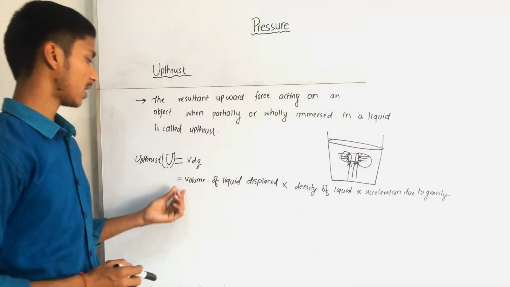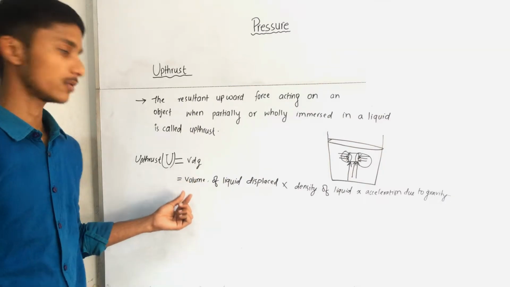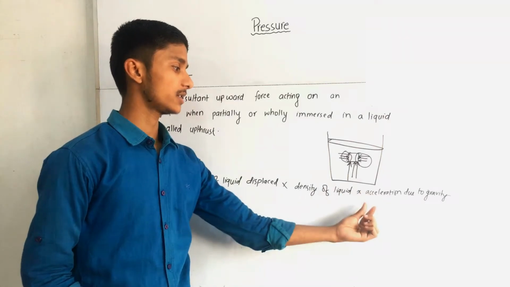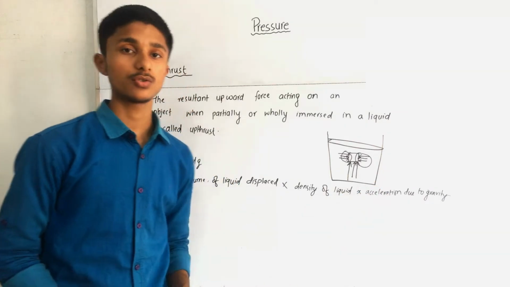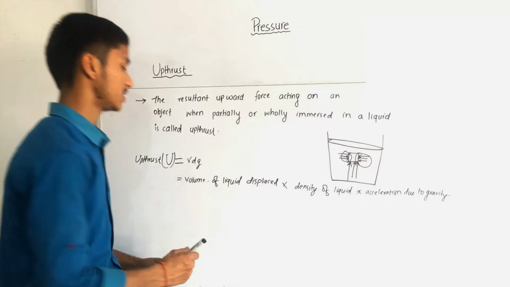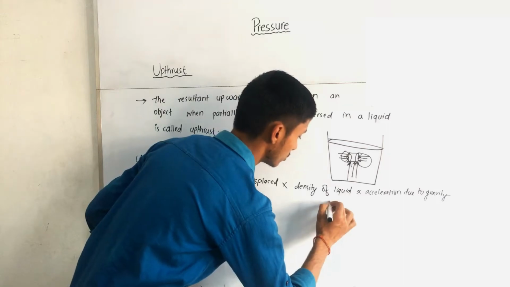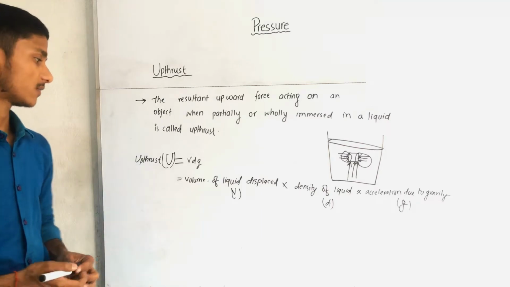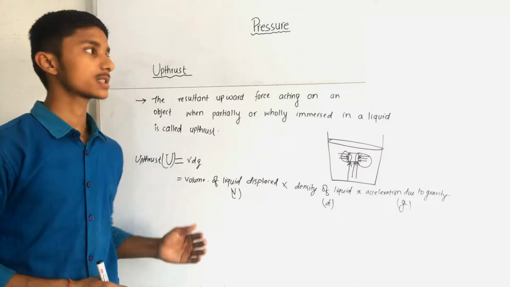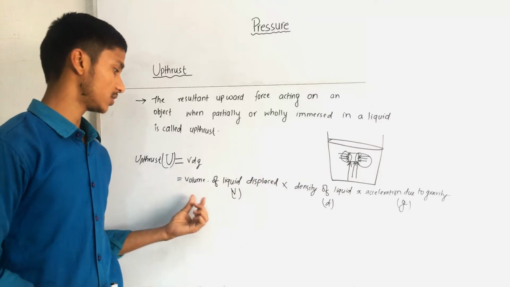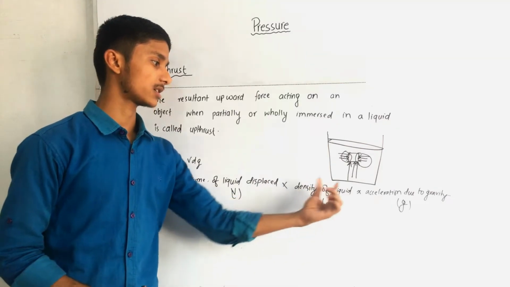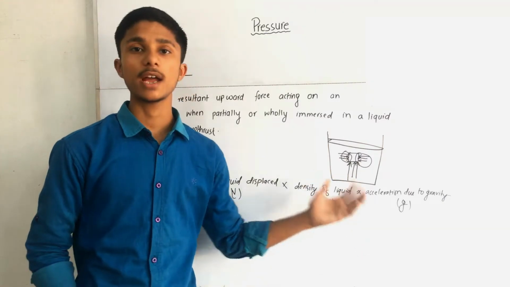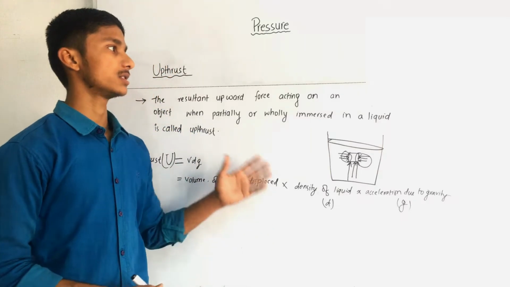So this is the formula to calculate upthrust: volume of liquid displaced into density of liquid, multiplied by acceleration due to gravity. That is, we simply write Vdg. V is the volume, d is the density, and small g is the acceleration due to gravity. So this is the formula of upthrust. Now we discuss the factors affecting upthrust: volume of liquid displaced, density of liquid, and acceleration due to gravity. Now we discuss in detail.